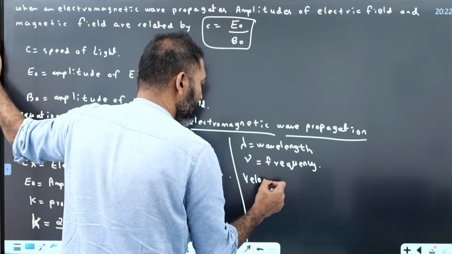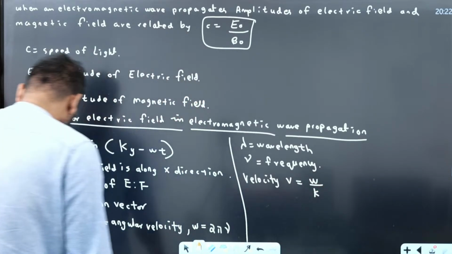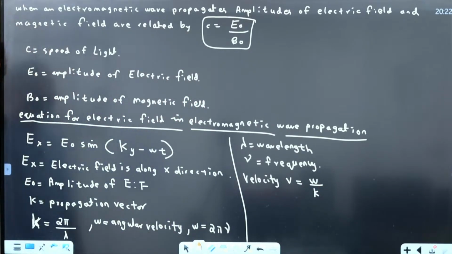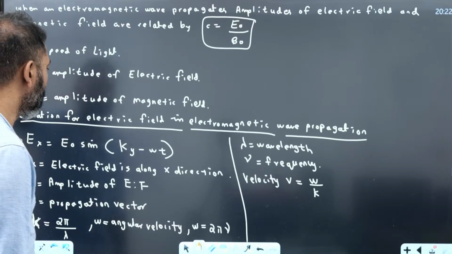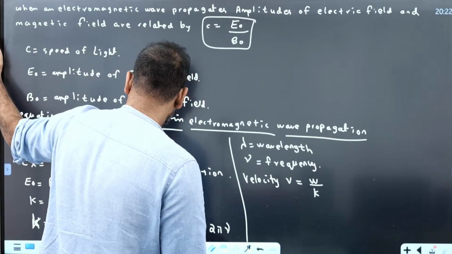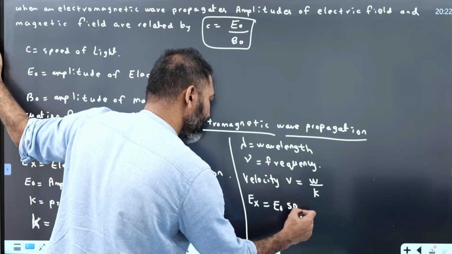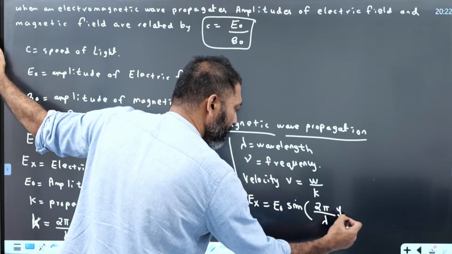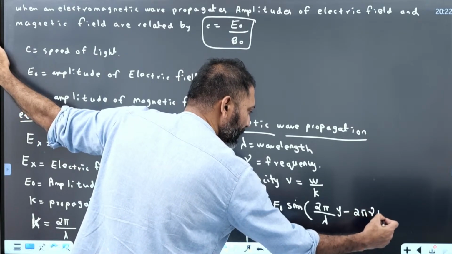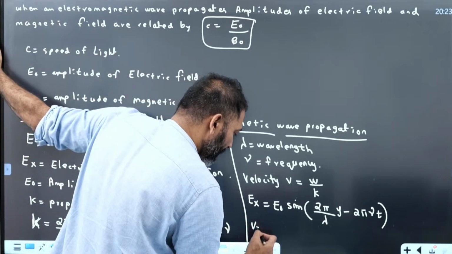Velocity V is equal to omega by K. Velocity of the wave is equal to omega by K. Okay. Now next, Ex can be written as Ex is equal to E0 sin, instead of K, I can write 2 pi by lambda into Y minus 2 pi nu into T. This is also correct.